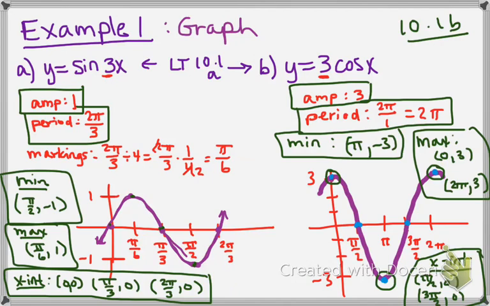So again, part B should just be a matter of picking things off the graph. So once you've got the graph of everything, you use your amplitude and period to graph the sine and cosine, and then pick the rest of the things for learning target 10.1B off of the graph.